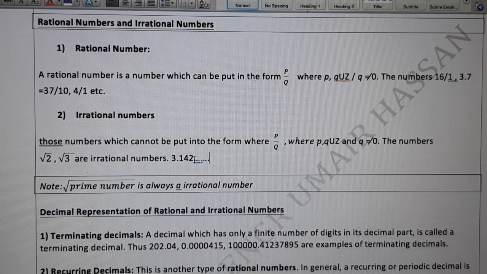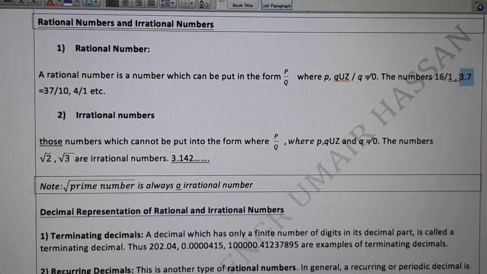Now one thing: 3.142, and these dots mean that the number is not terminating. When the number is not terminating, it continues, which is represented by these dots. The number is also non-recurring, which means the digits after the decimal point are not repeating again and again. This is 1, this is 4, this is 2. The next digit will be a different one. So non-terminating means they continue, and non-recurring means the digits after the decimal are not repeating. That is the case of irrational numbers.